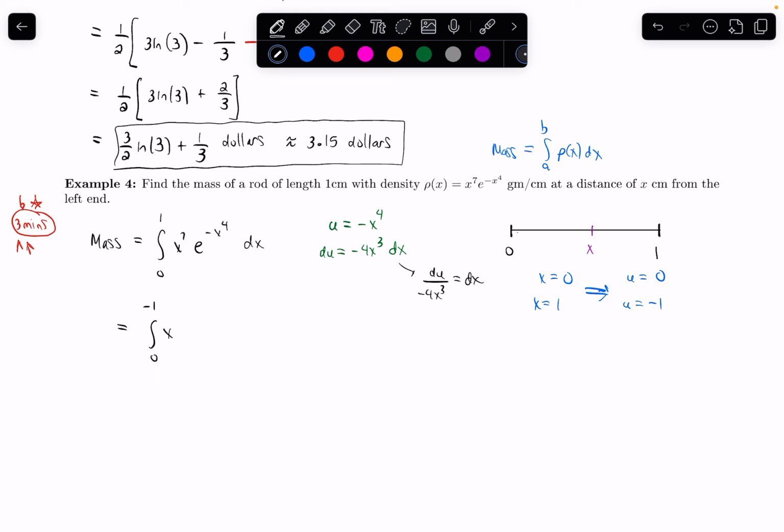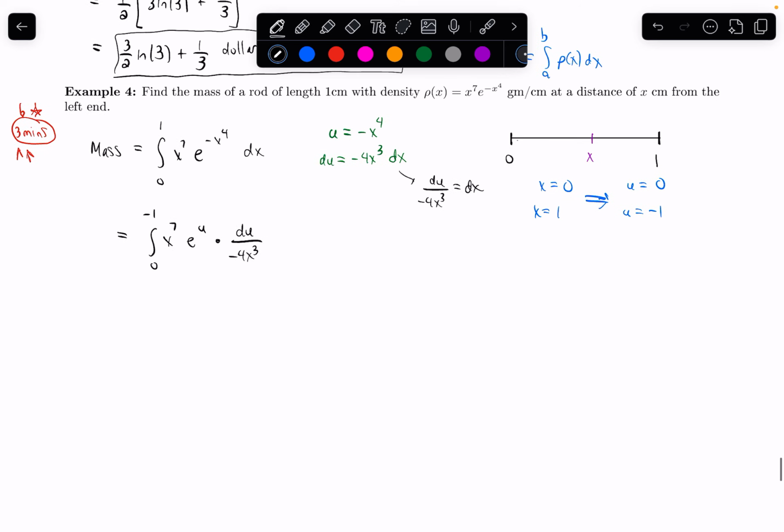So we still have the x to the 7th. Then we get e to the u times dx, which is du over negative 4x to the 3rd. Okay, so we can pull out the negative 1/4 in front. And then I have the integral from 0 to negative 1. With the x to the 7 and x to the 3rd, they cancel a little bit, and I'll be left with x to the 4th, and then e to the u du.